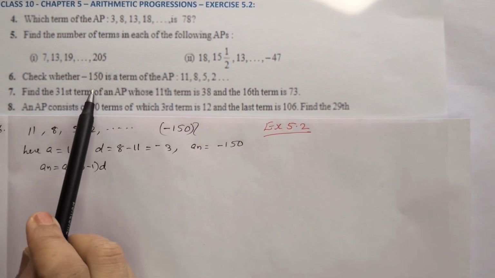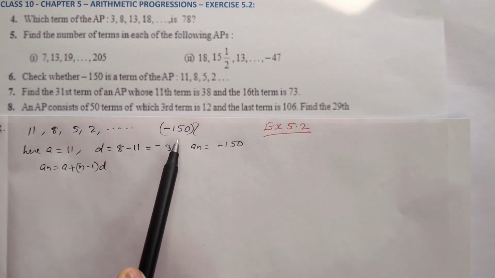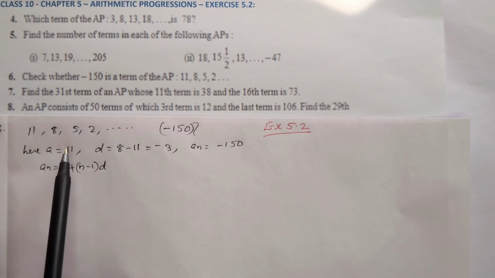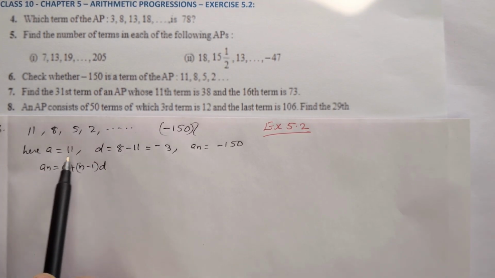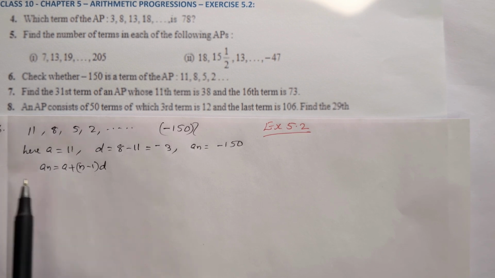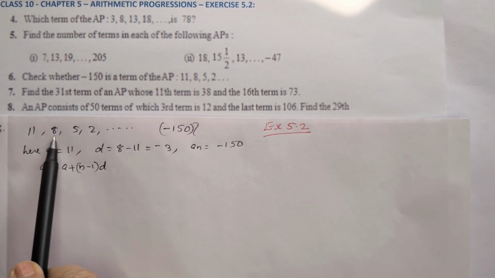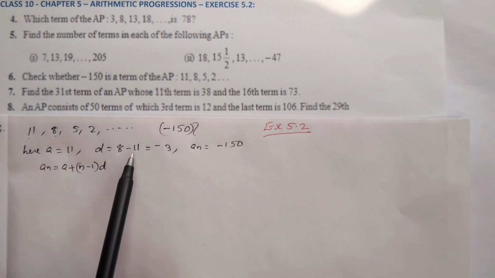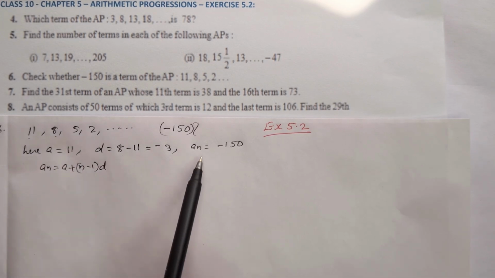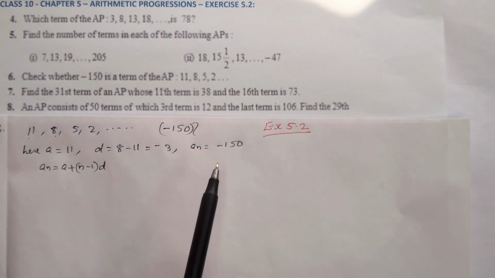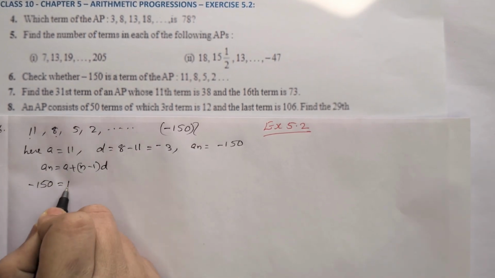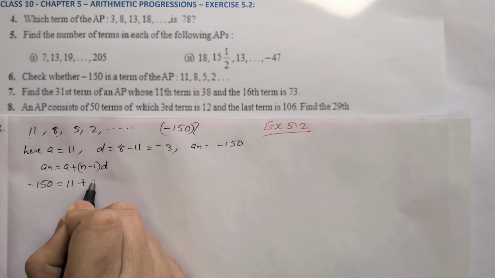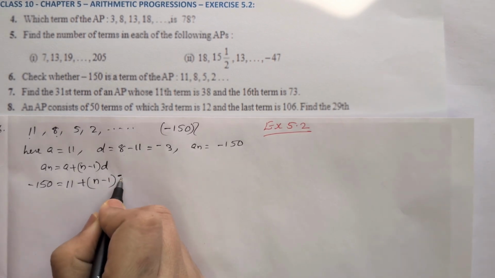Question number 6. Check whether minus 150 is a term of the AP 11, 8, 5, 2, etc. For that, first we have to write all the terms. A is equal to the first term, which is 11. Common difference is equal to A2 minus A1, that means minus 3. An is equal to, we have to take that number. Then here minus 150 is equal to 11 plus n, we don't have n, so (n minus 1) into d, which is minus 3.